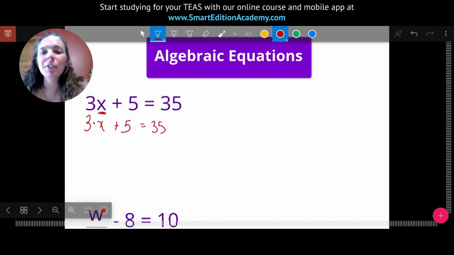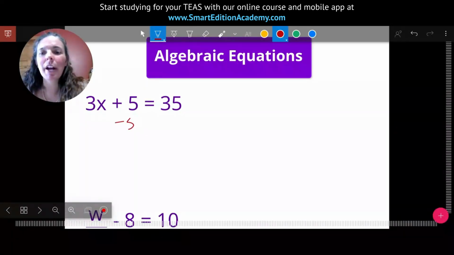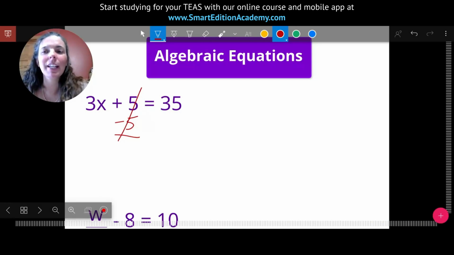Now, in order to undo it, I want to get rid of the 5 first. So I'm going to do the opposite of addition, which is subtraction. I'm going to subtract 5 from that side to get it to cancel out. Now, when we have an equation, you always do the same thing to both sides. So I'm just going to make sure that if I do it to one side, I do it to the other side.